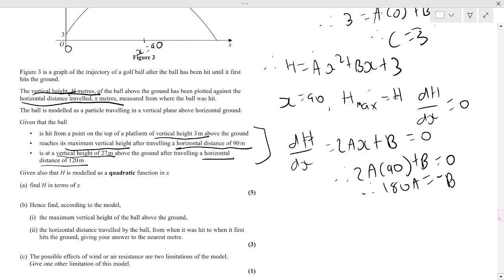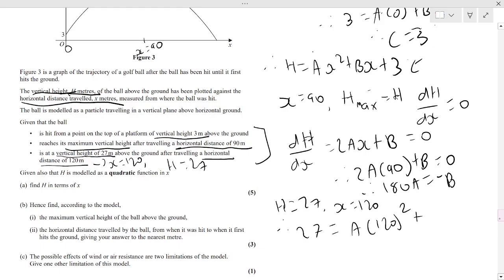Then we're given the vertical height of 27 meters above the ground at the horizontal distance 120. So x is 120 and h, the vertical height, is 27. Therefore, if we substitute into this generic quadratic expression we got, we can say 27 is going to be a of 120 squared add b of, no, 120, sorry, add this 3.